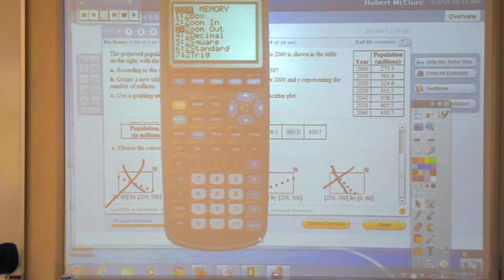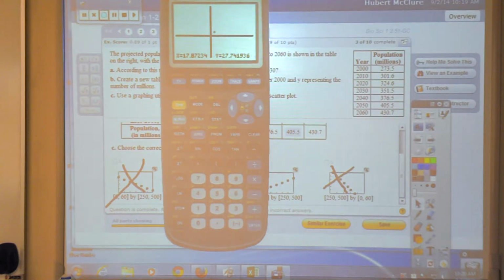Zoom out. You know they're going to be in the first quadrant because they're all what? Positive. And put it in the middle of that section and just start hitting enter and then zoom out again. And eventually you'll get to it.